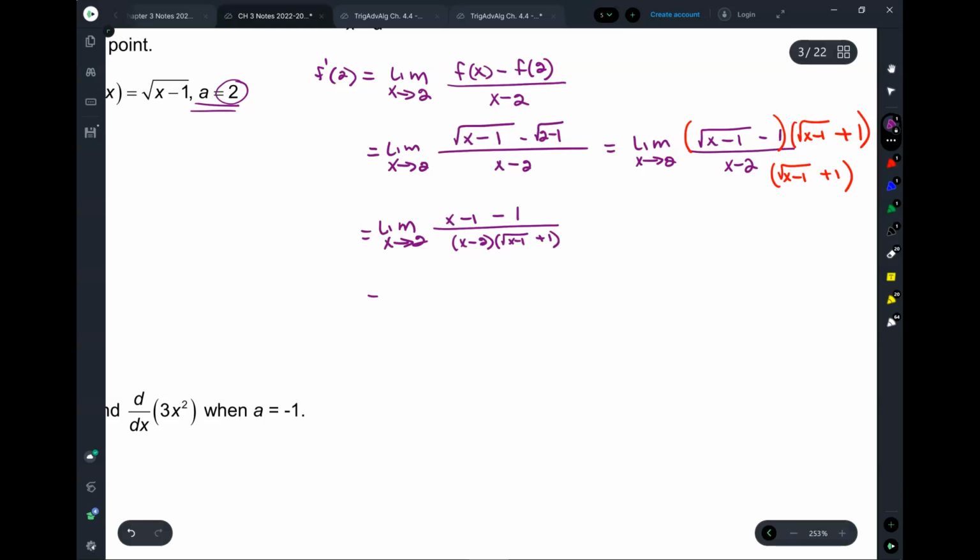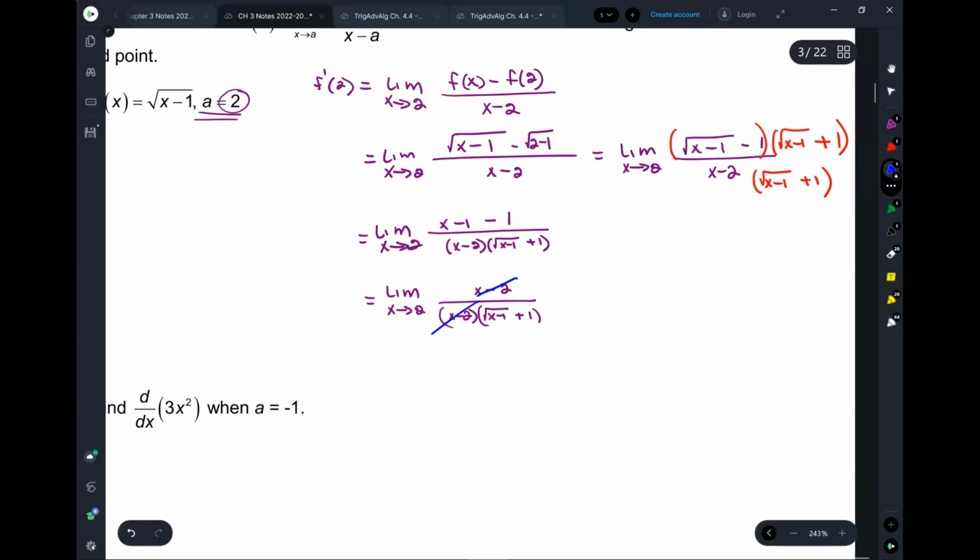Don't distribute, because look at what happens. What do you have on top? X minus 2. And then x minus 2, x minus 1, yep. Look, these have to cancel. That's why we don't distribute.